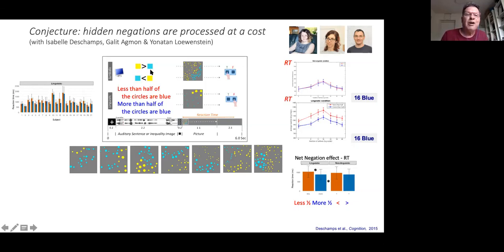It's a common objection here. One thing I want to point out to you is that in fact this negation effect, whatever it is, is really robust. And you can see here, I think there are 21 subjects here.